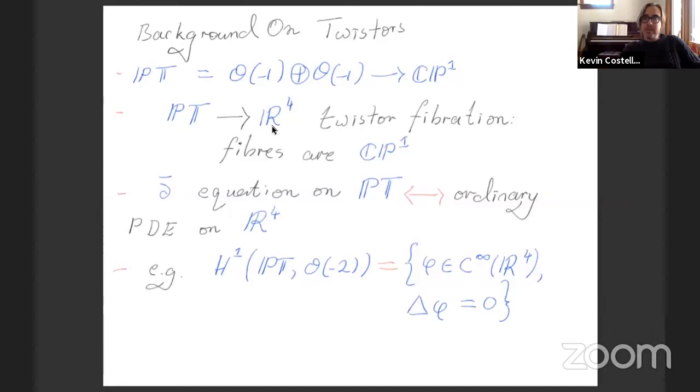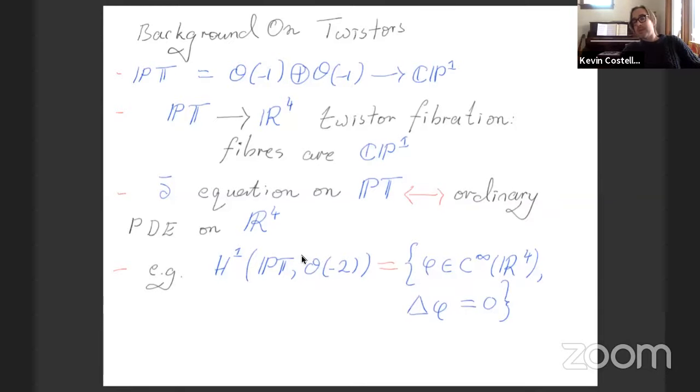What Penrose realized many, many years ago is that holomorphic PDEs, things like the d-bar equation on twistor space, become familiar SO(4)-invariant PDEs on R4. For example, one of the basic examples is that the collection of harmonic functions on R4 is the same as the first sheaf cohomology of the twistor space with values in O(-2). So this example will be important later.